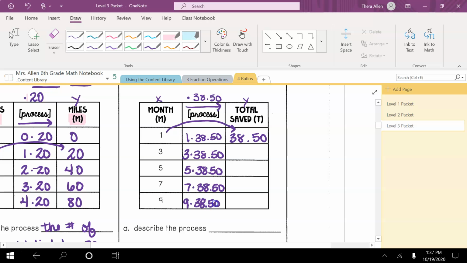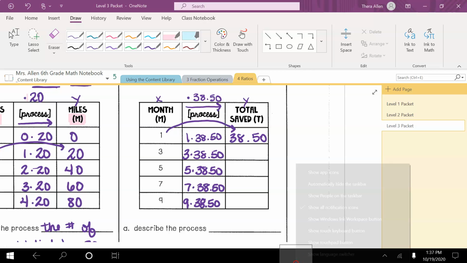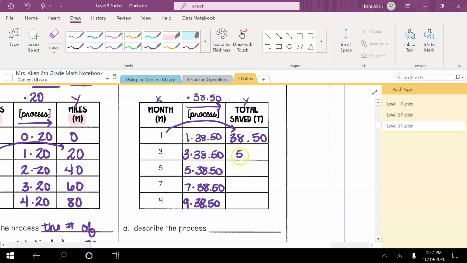To be sweet, I have already figured these out for us. $115.50, $192.50, $269.50, and $346.50.